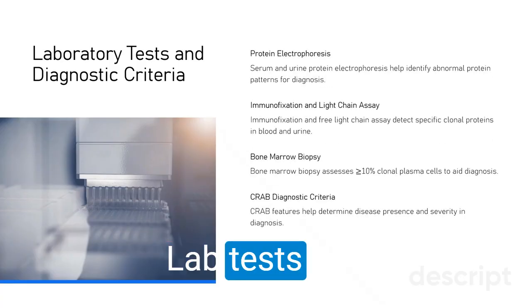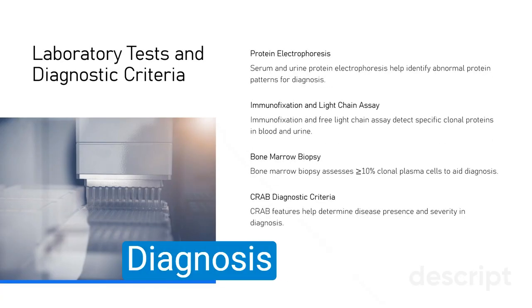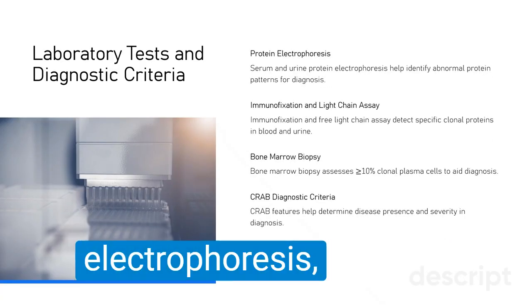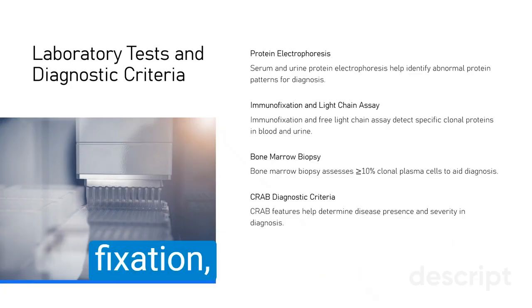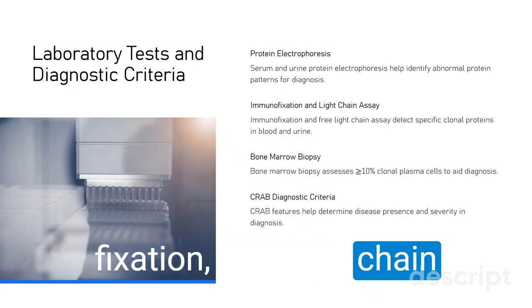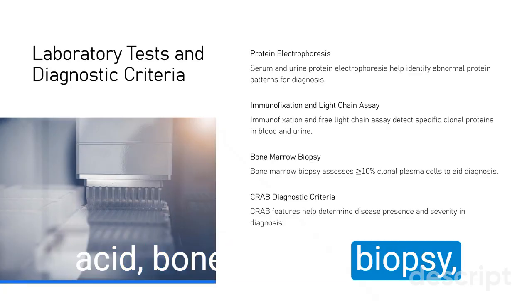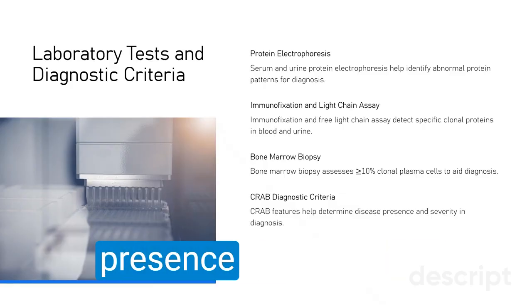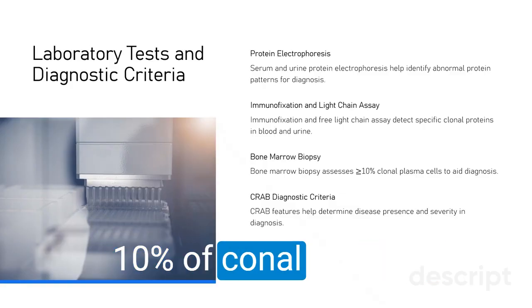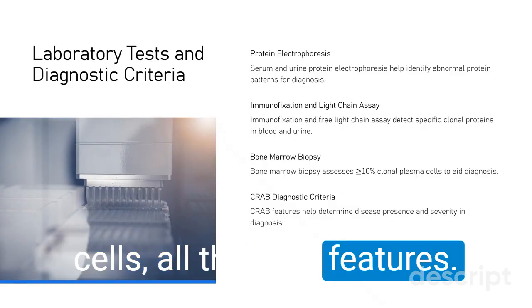Lab tests and diagnostic criteria. Diagnosis relies on serum and urine protein electrophoresis, immunofixation, free light chain assay, and bone marrow biopsy, and criteria suggest the presence of more than 10% of clonal plasma cells or the CRAB features.